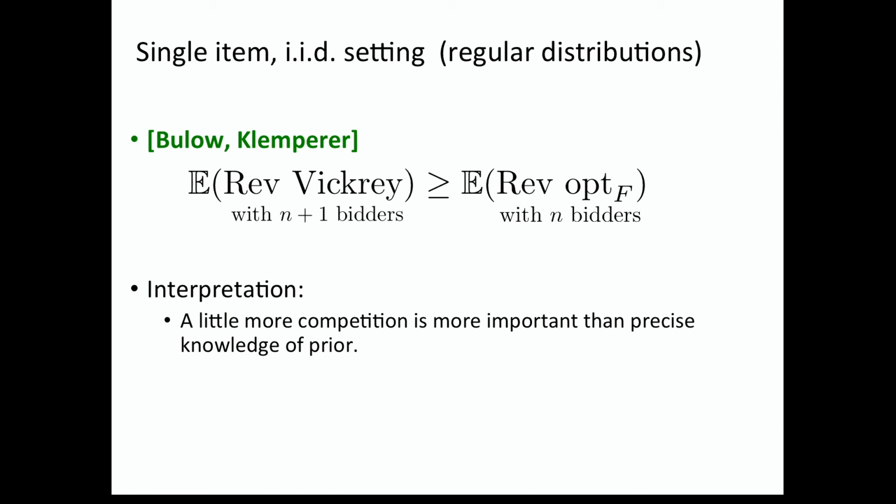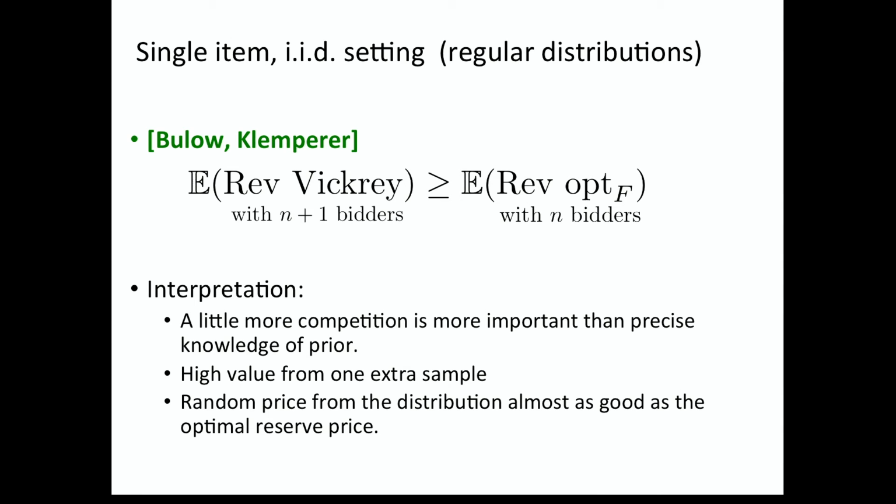What it's saying is that a little more competition is more important than precise knowledge of the prior. Another thing you could see it as saying is that there's high value from one extra sample from the distribution. Or alternatively, that a random price from the distribution is almost as good as the optimal reserve price. You can see that if you think about the case of n equals 1. In the case of n equals 1, this is just posting the monopoly price. It's the revenue from the monopoly price posting.